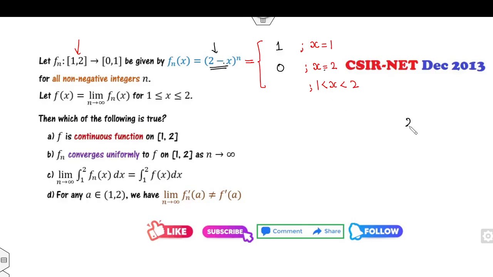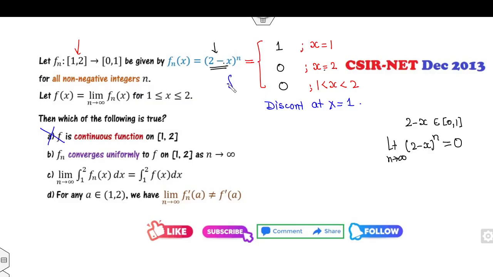So for this limit, 2 minus x lies between 0 and 1. When any number lies between 0 and 1, if you take n approaches infinity, this limit will be 0, fine. So clearly this function is discontinuous at x equal to 1. So f is a continuous function is wrong, because this is my f. F converges uniformly is again wrong, because fn converges to f pointwise, but this f is discontinuous, so this option is cancelled.